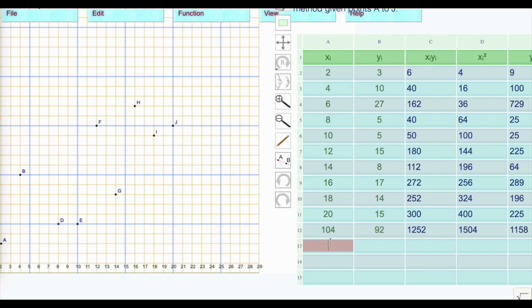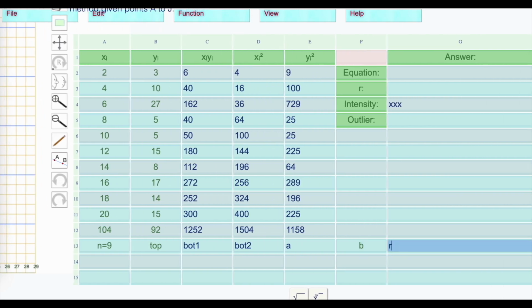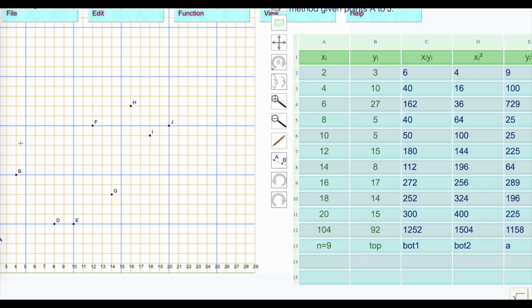The number of values that I have: we started off with 20 as our last value. This is the 10th value. I removed 1, so we have 9 values. N equals 9. I'm just writing that to remind me to use 9 as the N in all of these. We need to figure out a top, a bottom 1, a bottom 2, the A, the slope of the line of best fit, the B, the initial value for the line of best fit, and the R, the correlation coefficient. The top, bottom, and all of that stuff, let's have a quick look over here.